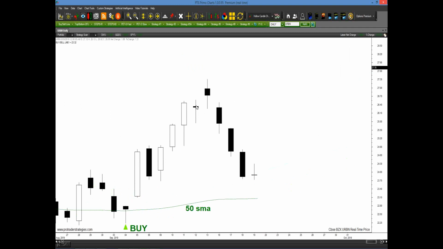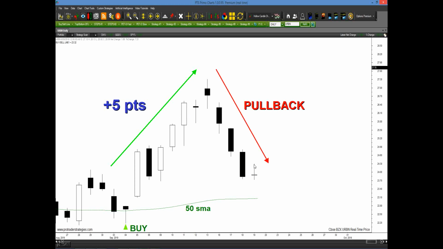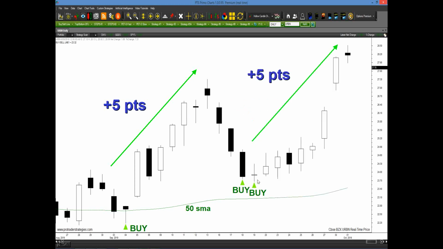You could have taken advantage of this nice week or two rally that generated 5 points. And now if you exited using one of our many exit points and you're looking for another setup, well, rather than run away from this, you could have taken advantage of this pullback. Another buy signal is generated, actually 2 buy signals are generated, and another 5 points potentially you could have captured.